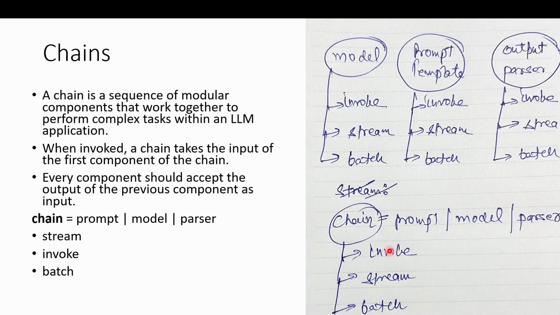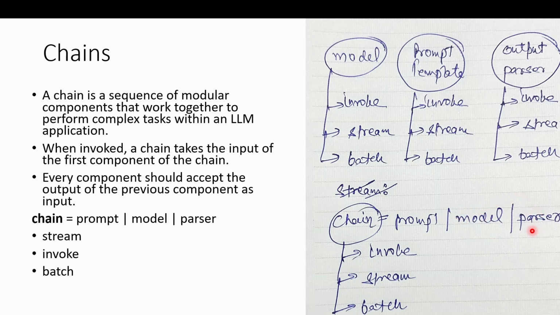So what does this actually mean? In a chain, when we write these components in this fashion, it means the output of my first component will be passed to the model as an input. So the model will receive its input from the output of the prompt. And similarly, the output of the model will be passed as an input to the parser.